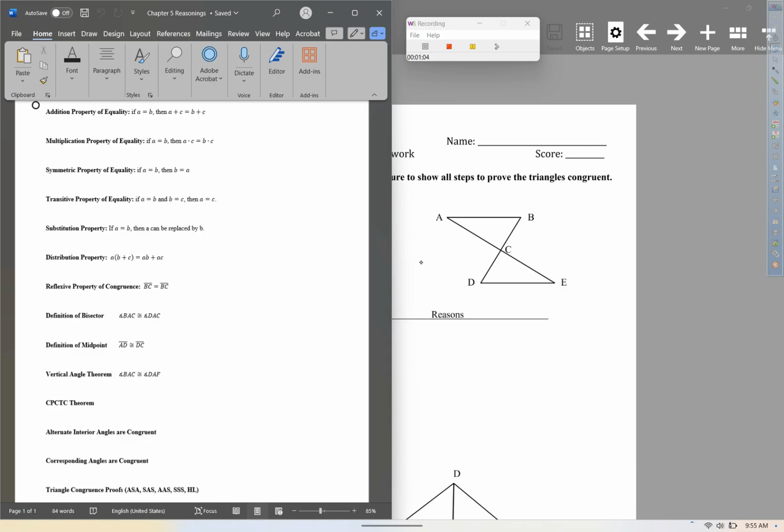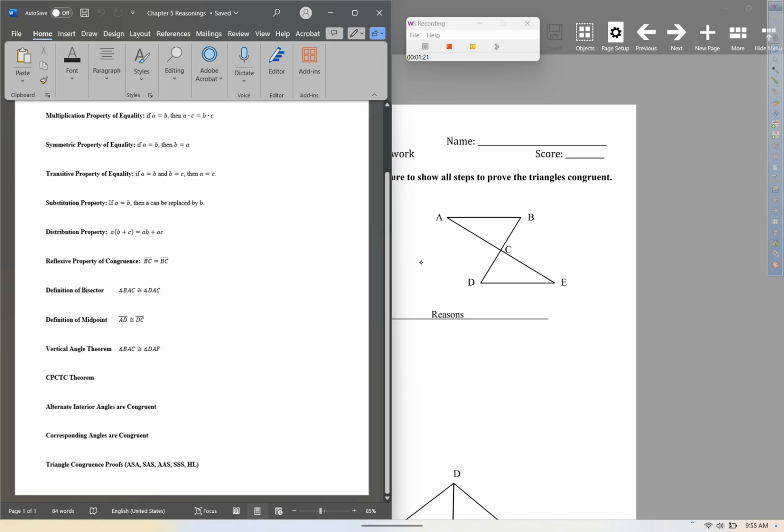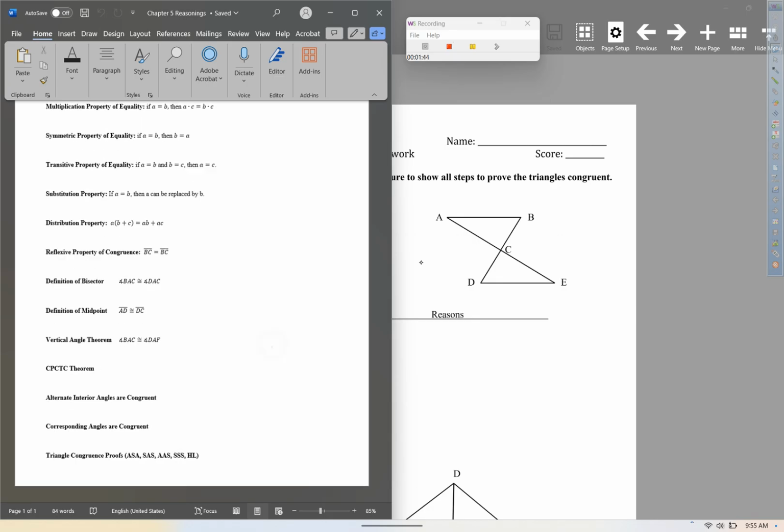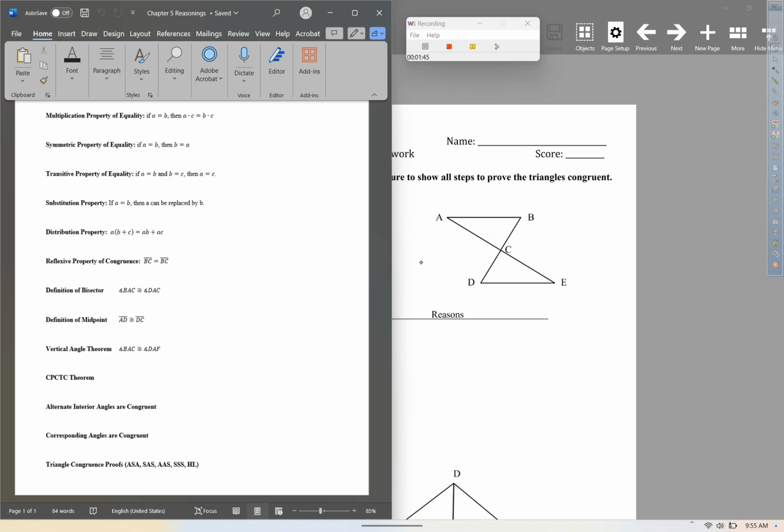We have reflexive property. That's when triangles have shared sides. Definition of bisector, that's when you have a bisector that's just cutting an angle in half, so the angle would be split in half. And we will use that today. We will also use reflexive property today. And then we have definition of midpoint, which is when you have a midpoint and you can cut a segment in half. And then vertical angle theorem. Okay, those are going to be our main ones we use today. It's reflexive property, definition of bisector, definition of midpoint, and vertical angles.